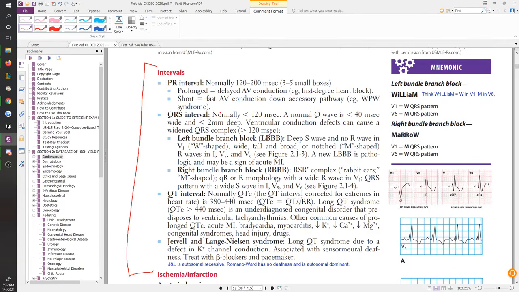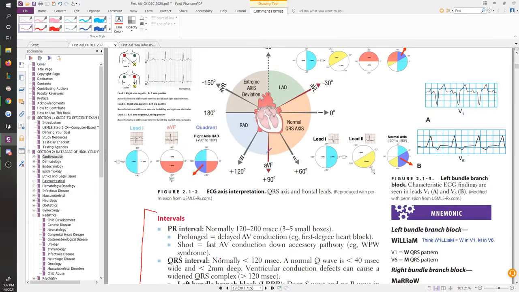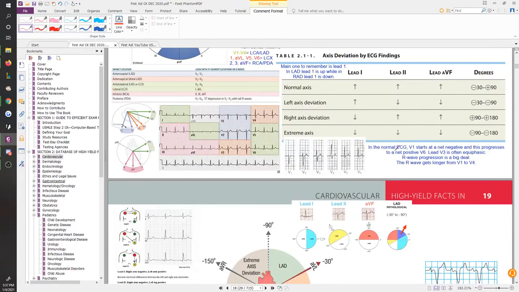So we did the Rad Ralph and the Lad Villa. We looked at the axis deviations. We figured out how to look at leads 1, 2, and AVF.